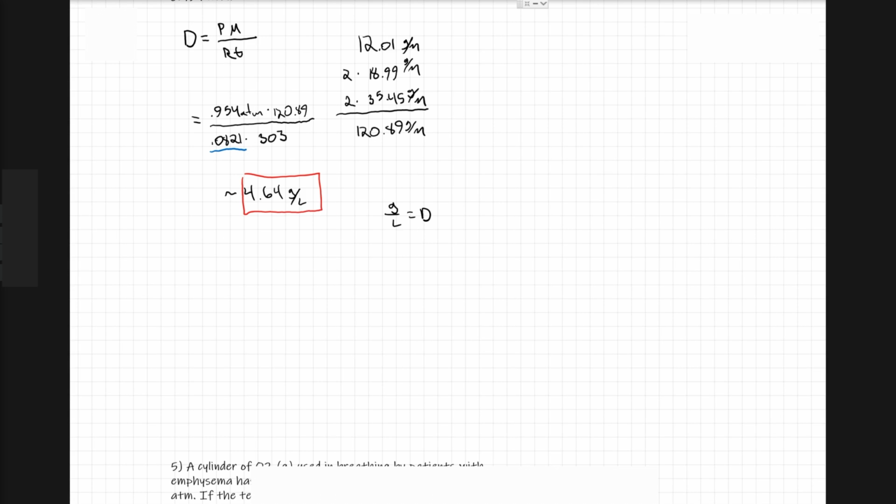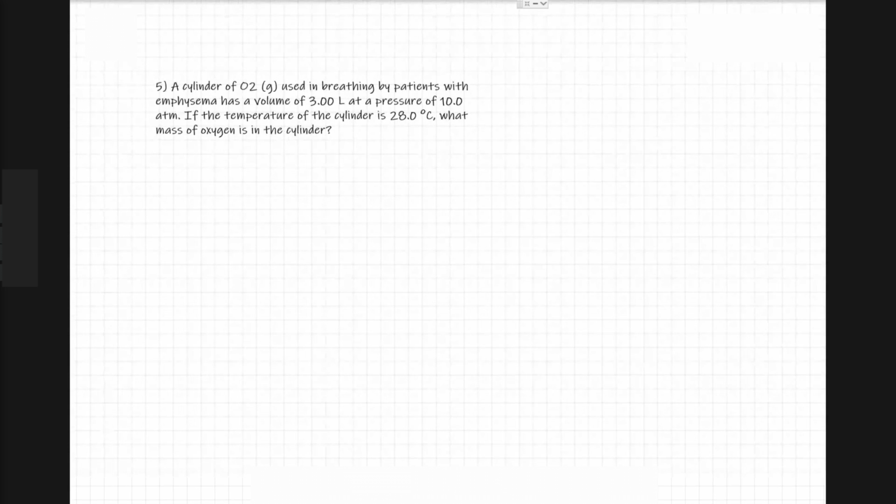Moving on, we have another problem here. A cylinder of O2 gas used in breathing by patients with emphysema has a volume of 3 liters at a pressure of 10 atmospheres. If the temperature of the cylinder is 28 degrees Celsius, what mass of oxygen is in the cylinder? Okay, this is a scenario where we're going to have to manipulate the ideal gas law just a little bit so that we can get it in a form that we can use.